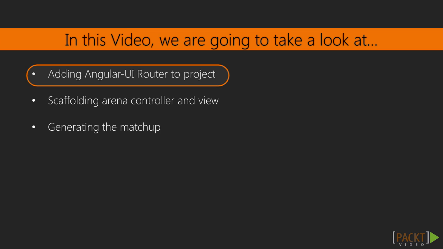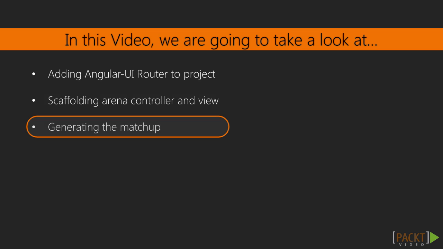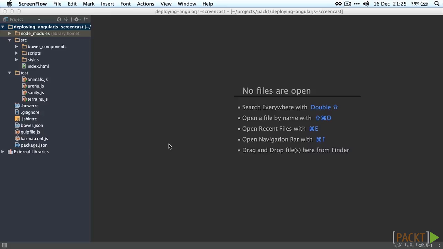Angular UI Router is not the default router since AngularJS also has a core router, which you still need to install separately anyway. Angular UI Router is a state-based routing system, and also a little more flexible than the default AngularJS router. It might be a little much for this project, but it's good to get some practice in with it regardless. Then we'll scaffold the controller and the view for the arena route, in which we'll be fighting our match. In this section we'll also generate our matchup, which we will use in the following sections to fight the actual match.